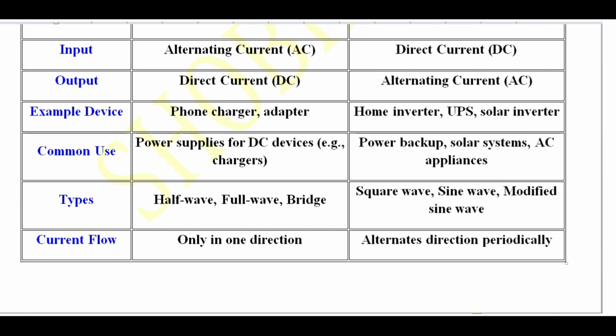Next, current flow. In rectifier, current flows in one way, like a straight road, whereas in inverter, current changes the direction periodically, like a swing.